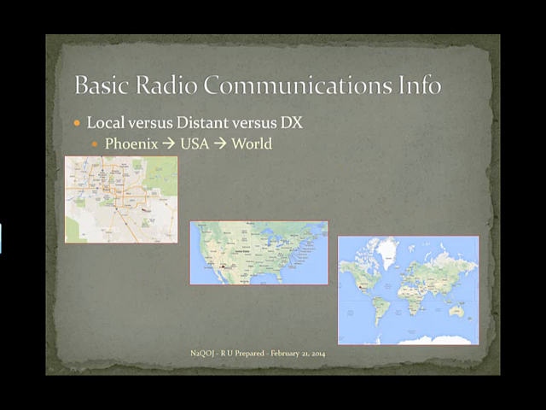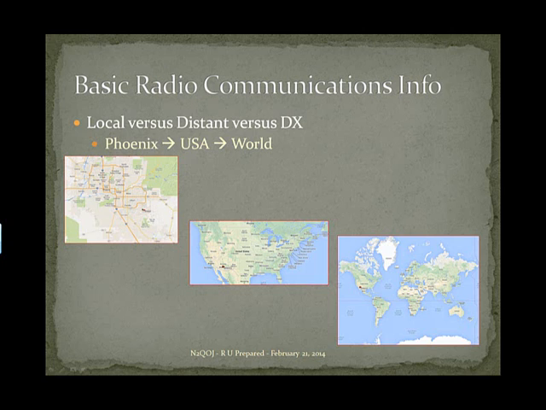Continuing on a little bit regarding semantics and basic definitions. Let's talk about local versus distant communications versus DX, more common in ham radio terminology. Local. When we say we're speaking locally to someone here, we're really talking about the valley. Local means your local town, communities, surrounding areas. That's local. When we talk about distant, we're talking you're speaking to someone well outside your area.